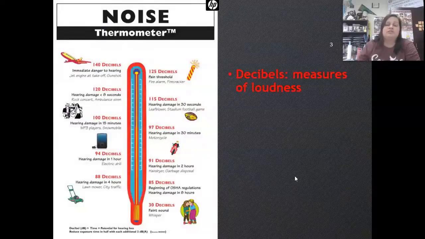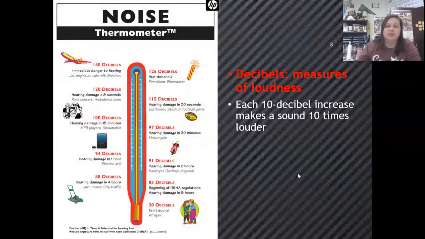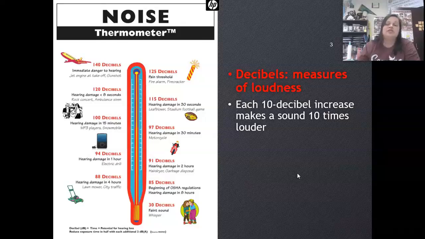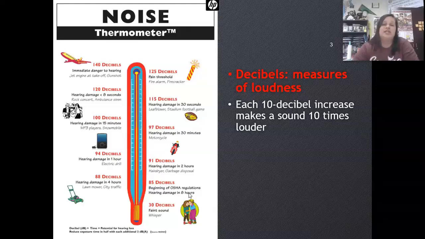So sound is actually measured in decibels. Decibels measure loudness. With every 10 decibel increase, a sound gets 10 times louder. So a faint whisper is only about 30 decibels. Anything that's about 85 decibels or higher has the potential to cause hearing damage. Now, if it's only 85 decibels, you'd have to hear that sound over a prolonged period of time.